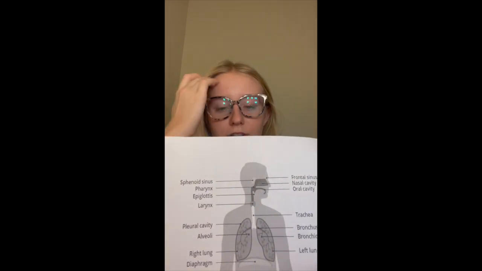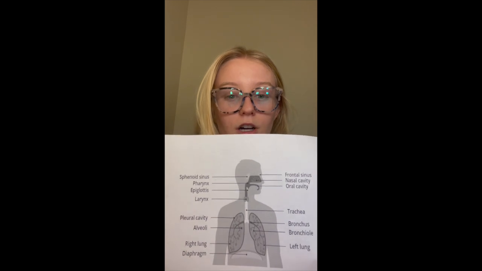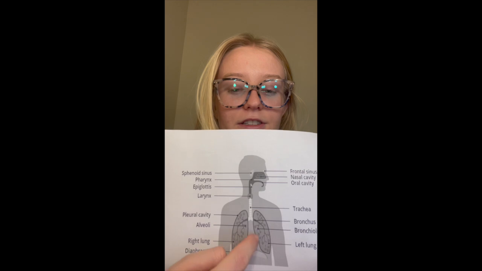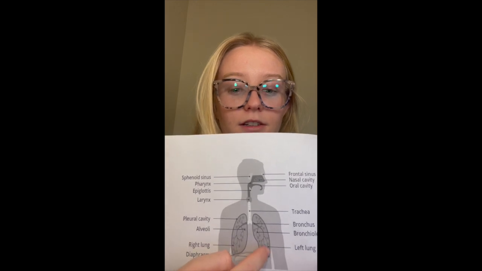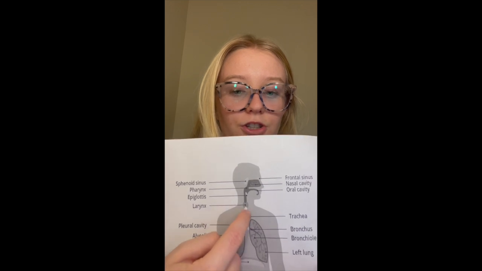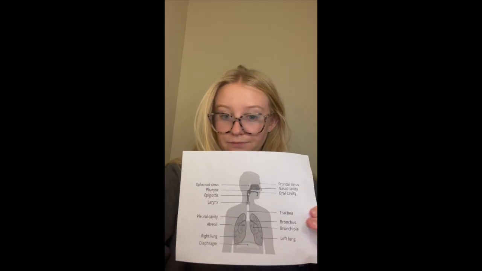And the walls of the alveoli are where the gas exchange is going to occur, so O2 into CO2, and then it is going to exit through the same tract it entered, so out through the bronchi, through the trachea, and then exit through the oral or nasal cavity, where it will be released back into the environment.